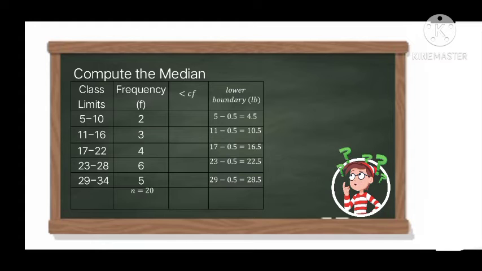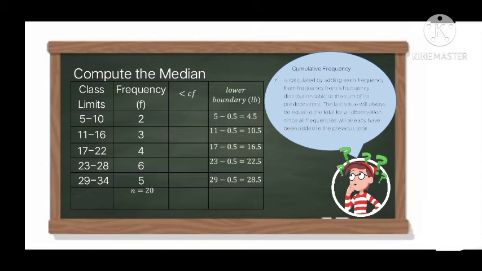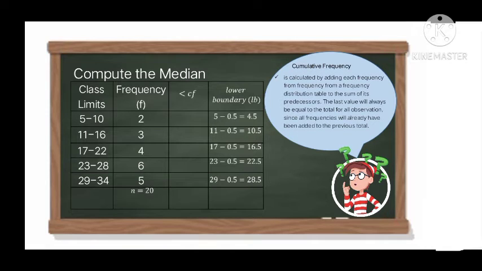What is cumulative frequency? Cumulative frequency is calculated by adding each frequency from a frequency distribution table to the sum of its predecessors. The last value will always be equal to the total for all observations, since all frequencies will already have been added to the previous total. So we have 2 plus 3 is equal to 5, 5 plus 4 is equal to 9, 9 plus 6 is equal to 15, and 15 plus 5 is equal to 20.